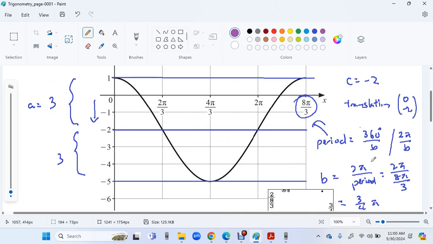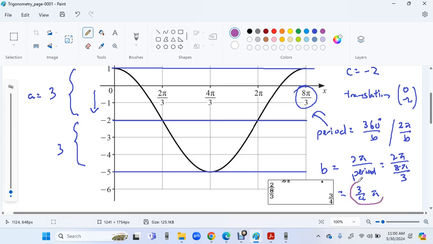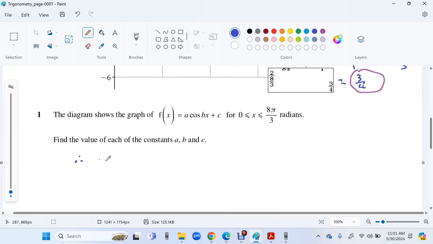Okay, so what does this 3 over 4 mean? Over the 360 degrees, or the 2 pi here, we have 1, 2, 3, 4. So 3 over 4 of a circle, so 3 over 4 complete circle within 2 pi. Okay. So from here, we know that a is 3, b is 3 over 4, c is negative 2. So f(x) equals 3 cos 3 over 4 x plus c.